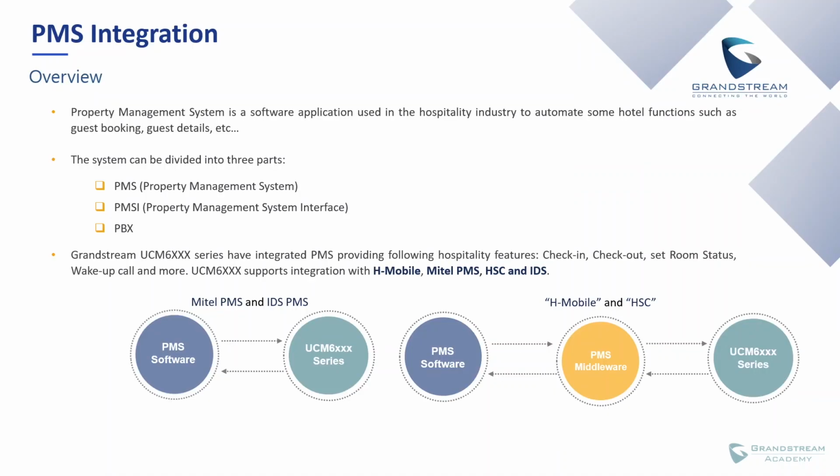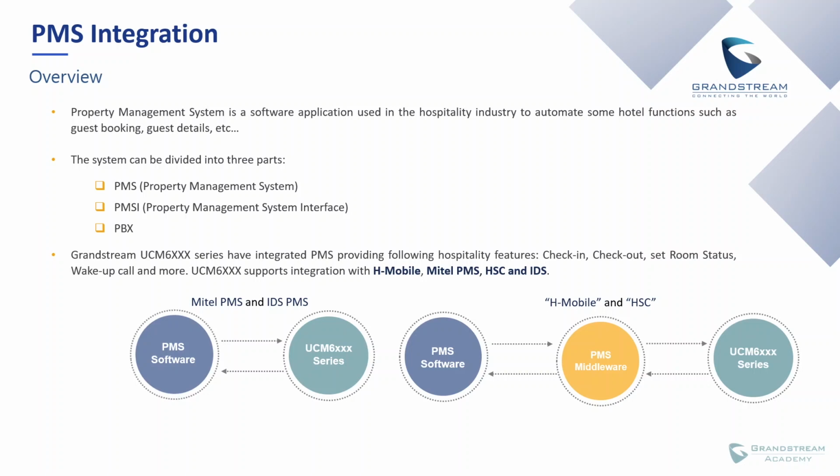And we're going to move on to PMS integration. PMS, or Property Management System, is mainly used for hotels management to automate some hotel functions such as guest booking, check-in and check-out, guest details, wake-up calls, room status, etc. The UCM models support PMS functions including check-in and check-out services, wake-up calls, room status, do not disturb, which provide an ease of management for hotel applications.